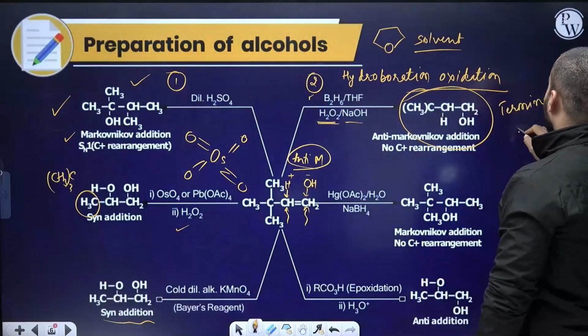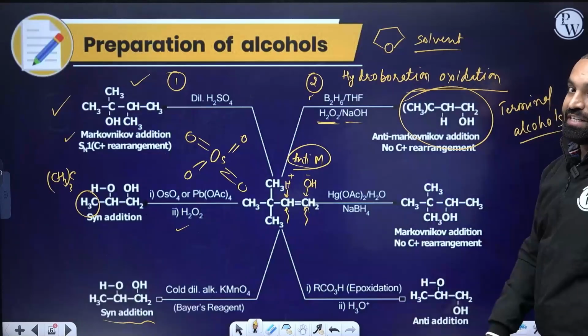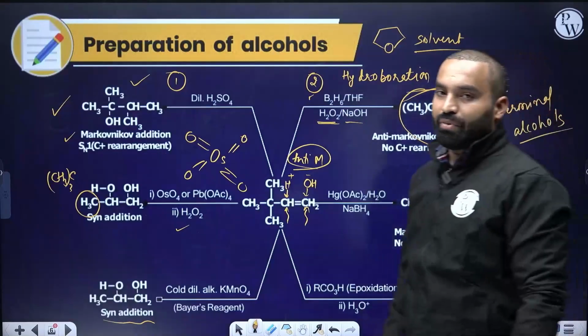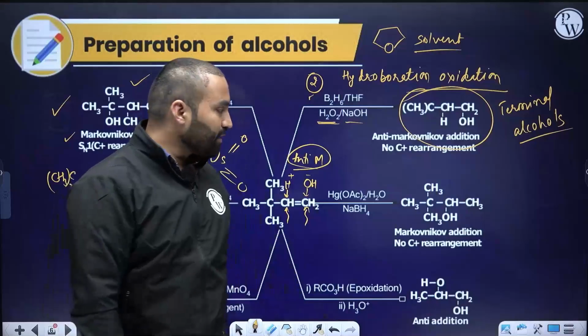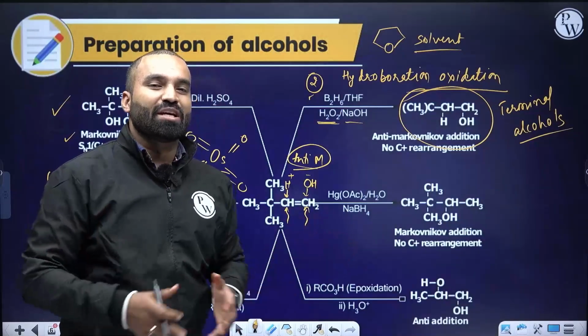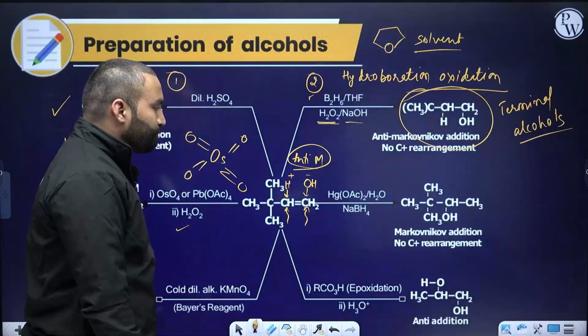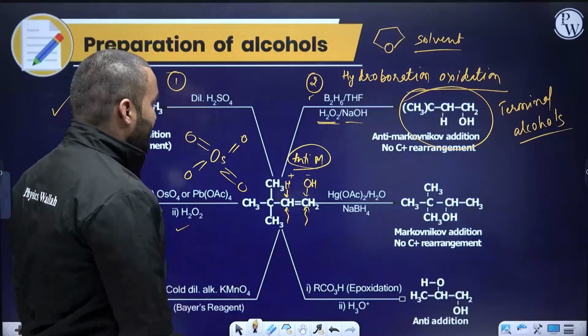Terminal alcohols. Sir, are these mechanisms important? Yes, 100% they are important. Otherwise, you will just try to memorize organic chemistry, and memorizing organic chemistry is a crime. Remember, it's a crime. Okay. The police will come, the police will take you away.